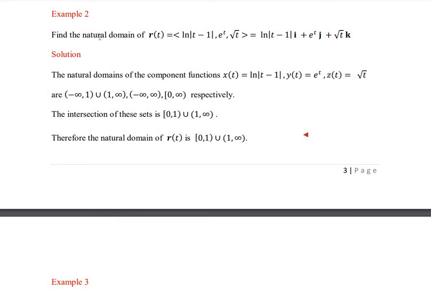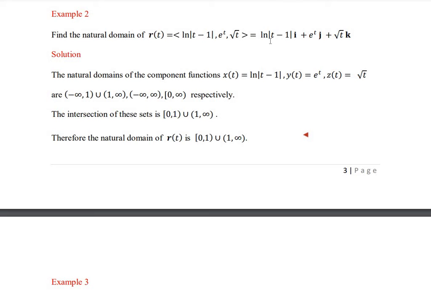One question: find the natural domain of vector r of t is equal to natural logarithm of mod t minus 1, e raised to t, root t. So that is equal to natural logarithm of mod t minus 1 into i cap plus e raised to t into j cap plus root t into k cap.